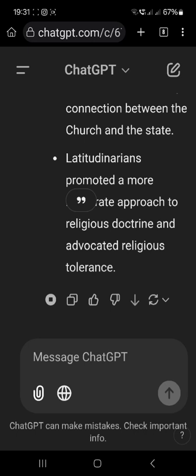Its principles of limited monarchy and protection of individual rights inspired movements like the American Revolution and the French Revolution. Political impacts of the Glorious Revolution. 1. Establishment of a constitutional monarchy.